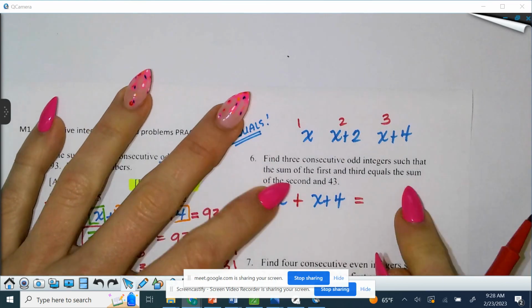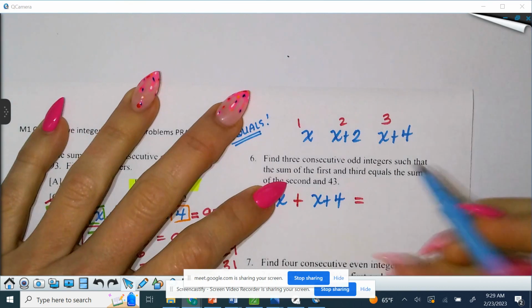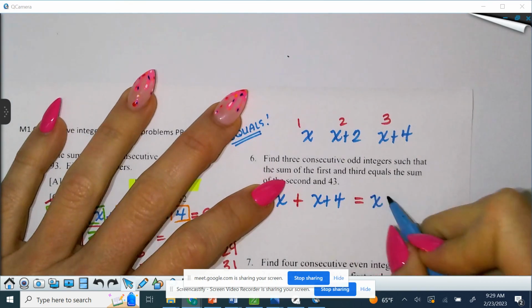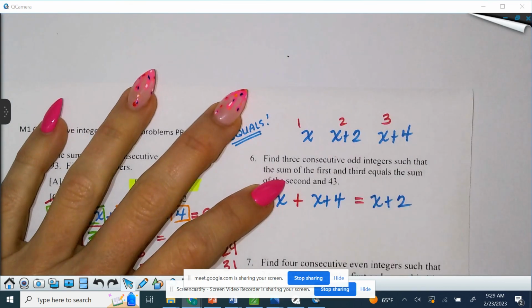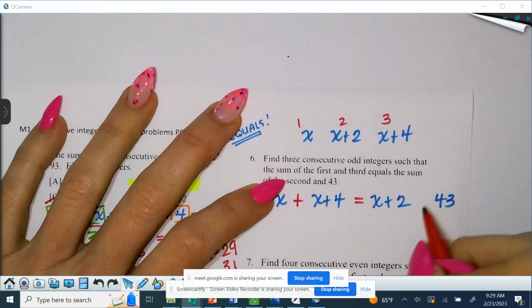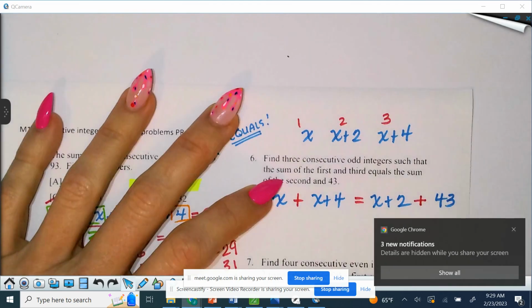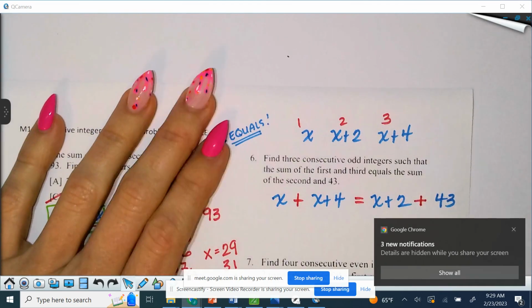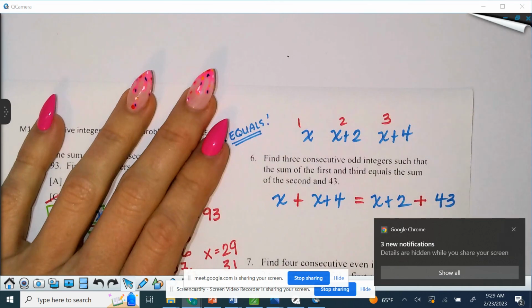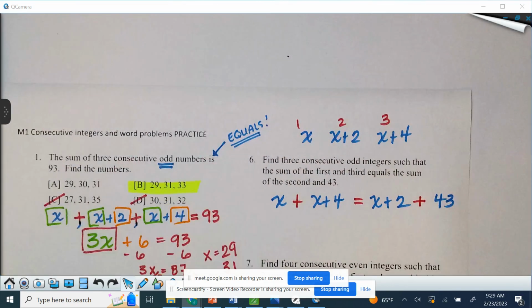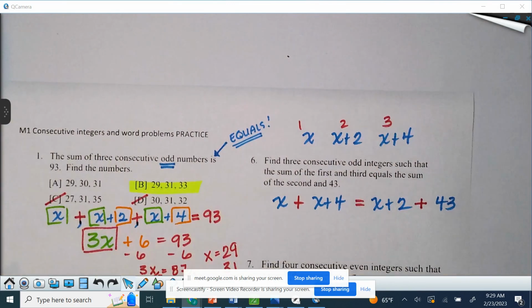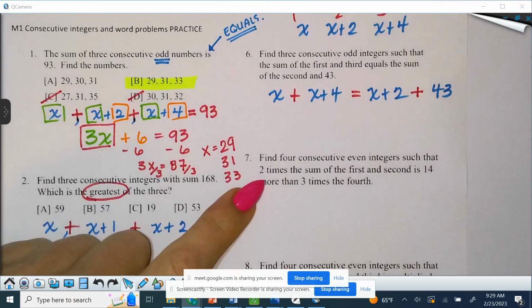So this is basically exactly like the last one. X plus 2 because that's our second term. And 43. And it said sum. And then we're going to solve for x, just like we did the last one. And I'm just going to skip that part for right now because I think solving is not going to be the hardest part. I think it is the setting up. So since we only have like a minute left, I could probably do 2 more as far as setups. All right, find 4 consecutive even.